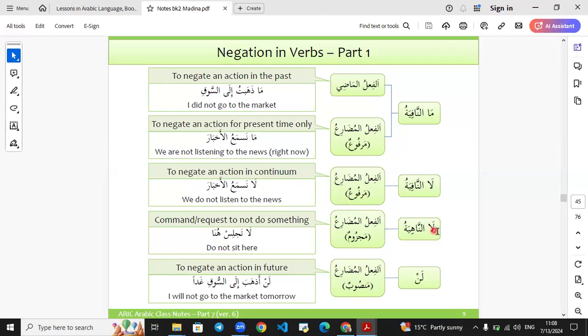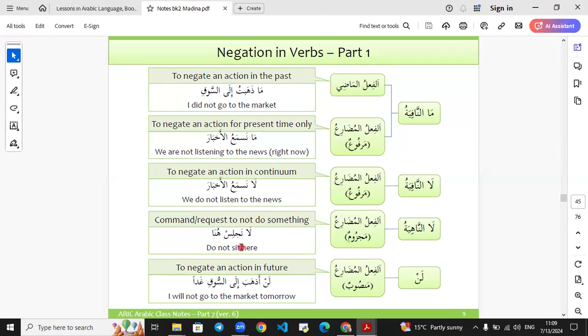Okay, let me see. La nahiya. La nahiya changes the fi'l mudari into majzum. What do I mean by majzum? It makes it a command. So if you want to command someone, we can use that. If you want to tell someone, don't do this, don't touch, don't go, don't sit, لا تجلس هنا, لا تذهب, لا تأكل, and so on. So it brings a command or request not to do something. So do not sit here, لا تجلس.